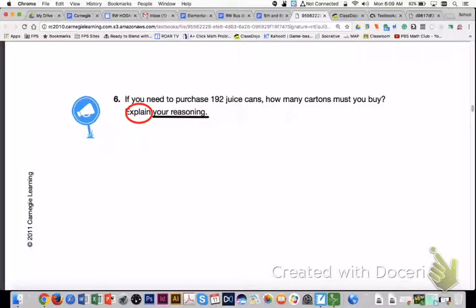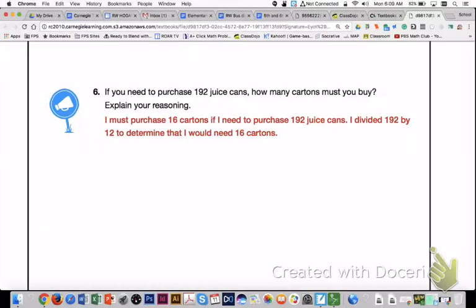Please answer number 6 with your group. For number 6, you must purchase 16 cartons. If you need to purchase 192 juice cans, you can divide 192 by 12 in order to determine that you need 16 cartons.